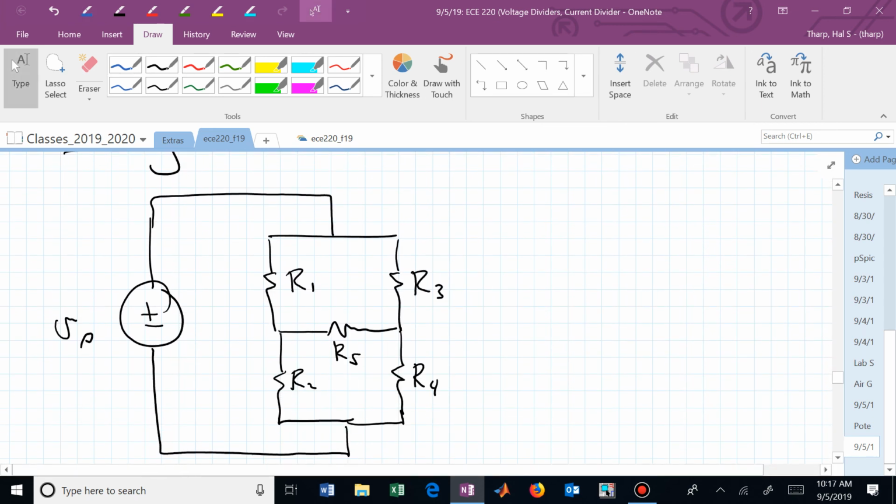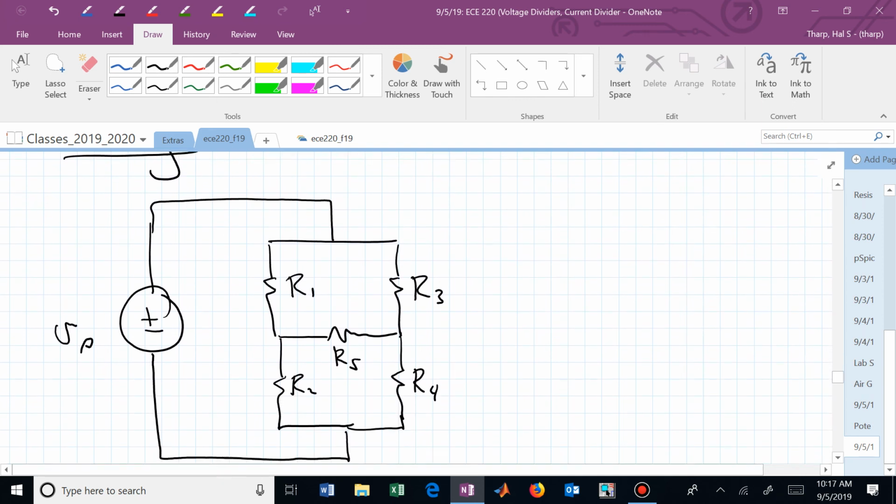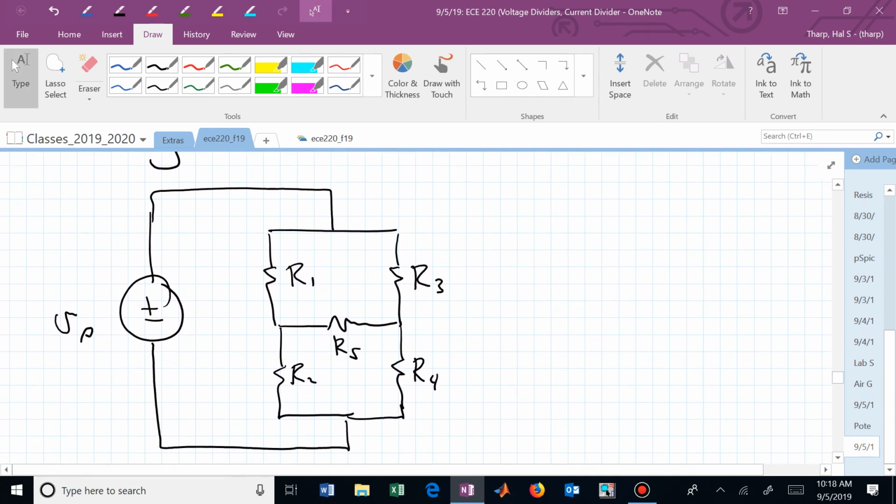What if I now gave you this circuit? This we'll call a bridge circuit. R5 is sort of bridging between two nodes. Can we simplify that network of resistors using our series parallel combination of resistors? How can I simplify that connection, that interconnection of R1, R2, R3, R4, and R5? Do I have any series connections? Do I have any parallel connections?